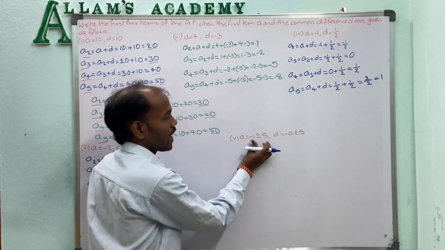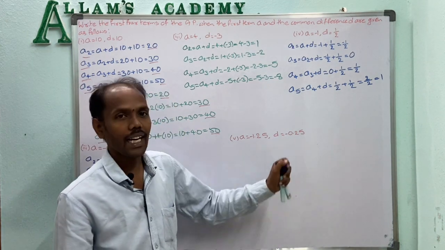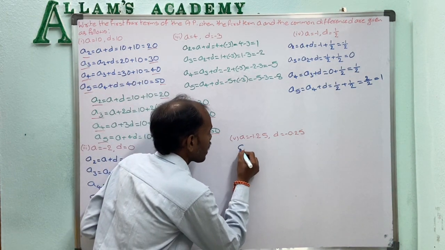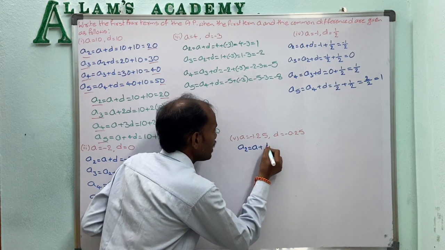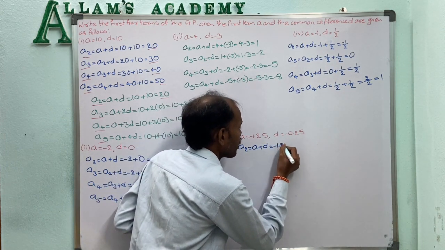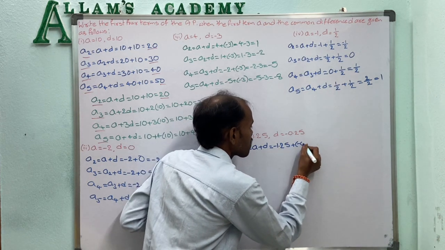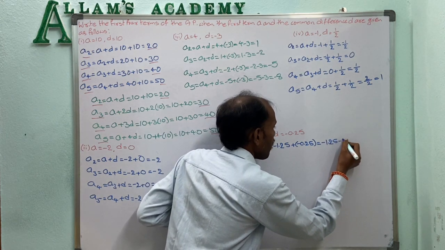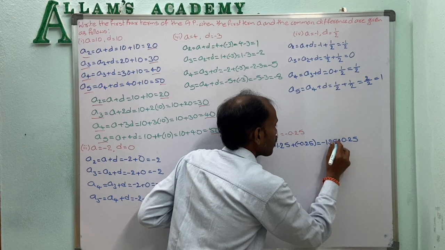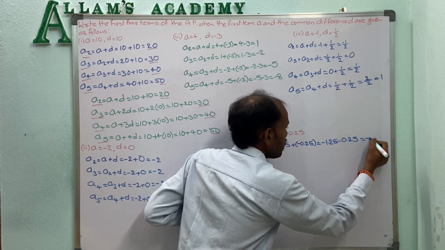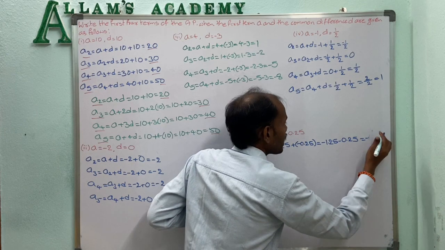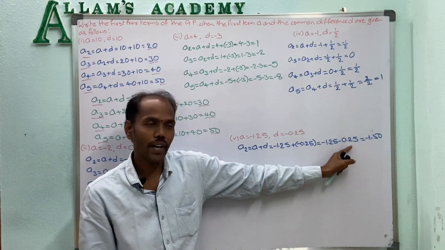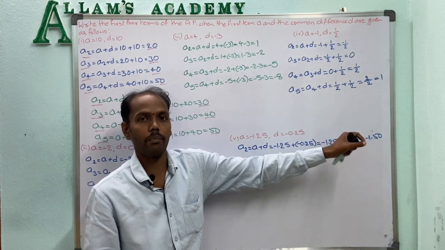The first term A equal to minus 1.25 and the common difference D is minus 0.25. So the second term A2 equal to A plus D, that is minus 1.25 plus of minus 0.25. So plus into minus is minus. So minus 1.25 minus 0.25, then it becomes minus 1.50. That is nothing but minus 1.5.